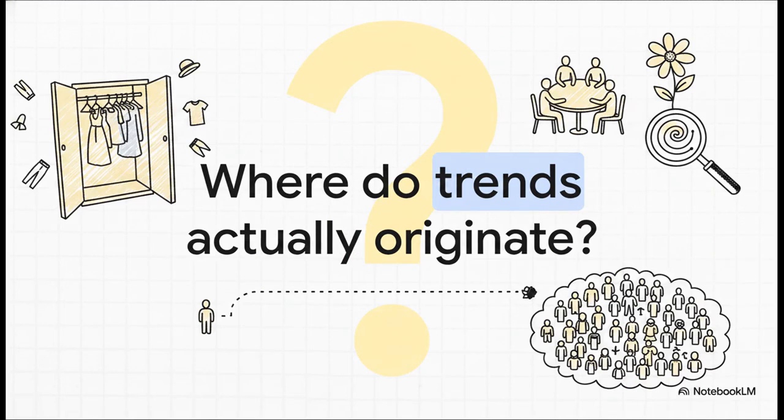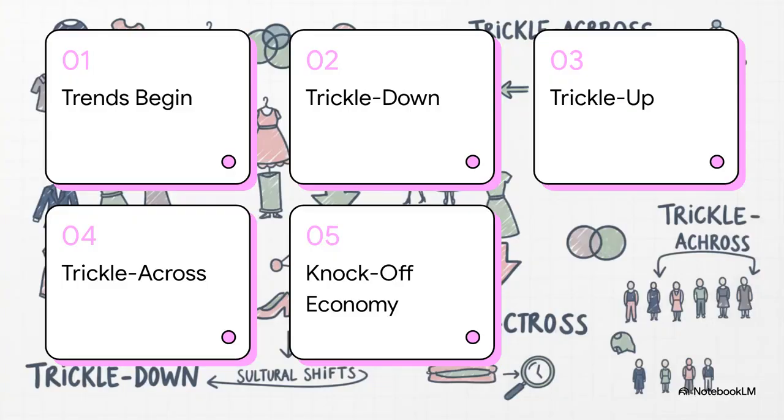Have you ever just stared into your closet and wondered, how does a specific style suddenly appear absolutely everywhere? I mean, who actually decides what becomes the next big thing? Is it a group of designers in some secret, smoke-filled room? Or is it something much more organic? To figure that out, we're going to map out the geometry of fashion movement today.